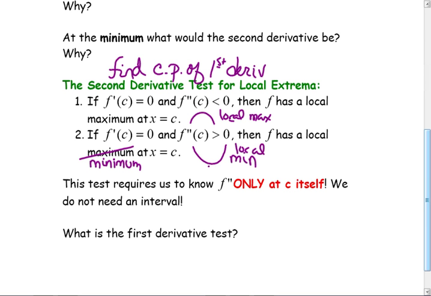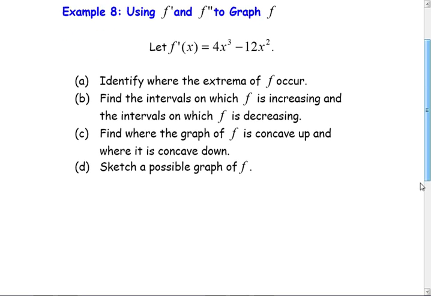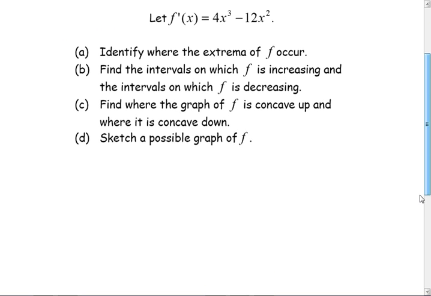Okay, I did the first derivative test. Let's do a problem. Now, this is a different problem than what's on your sheet. It's actually a better problem. I'm giving you the derivative of a function right there. Identify where the extreme values occur. How do you do that?